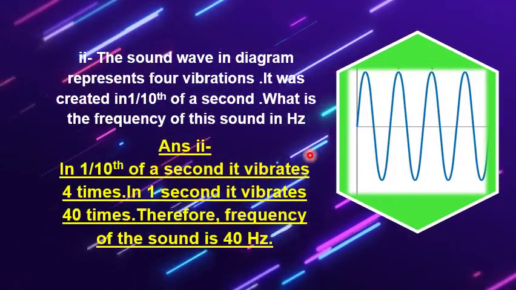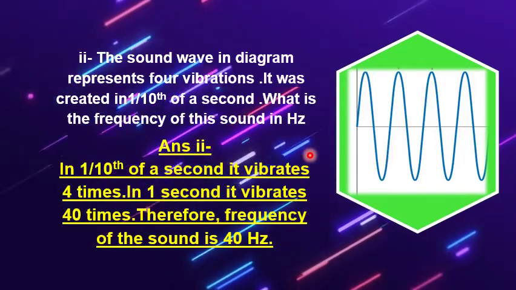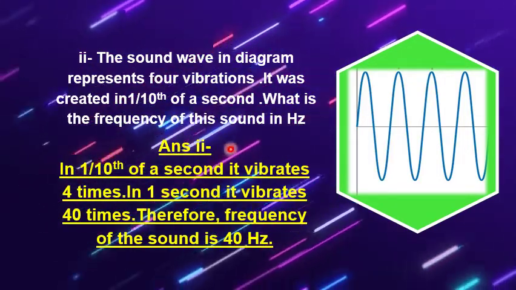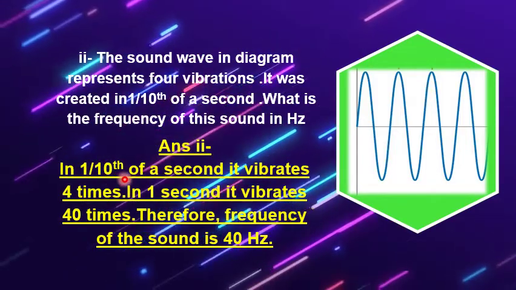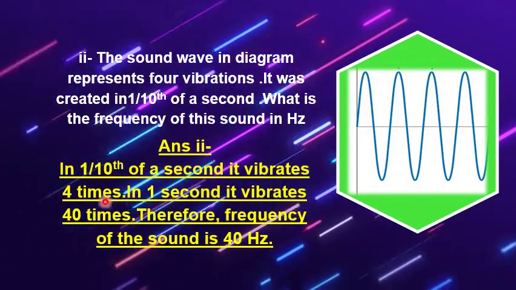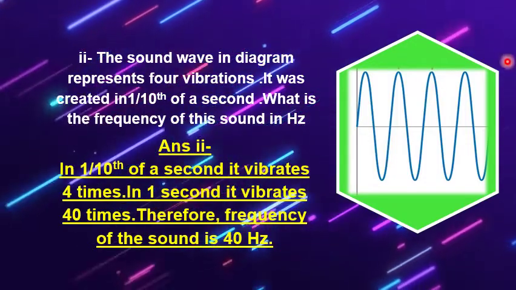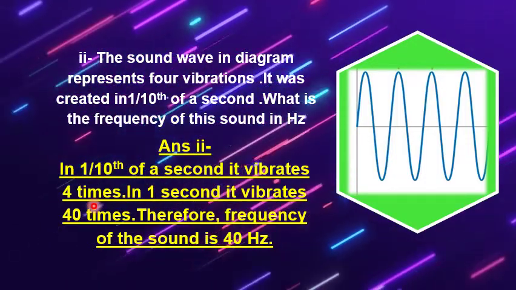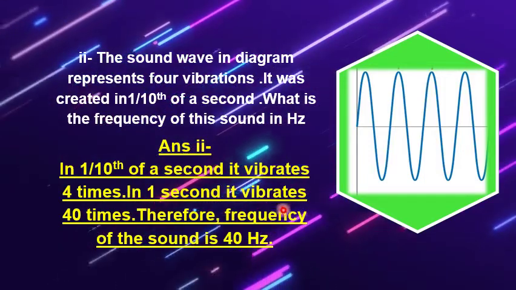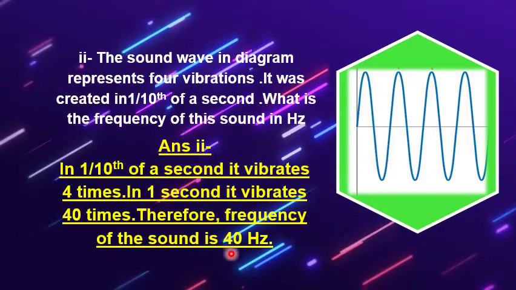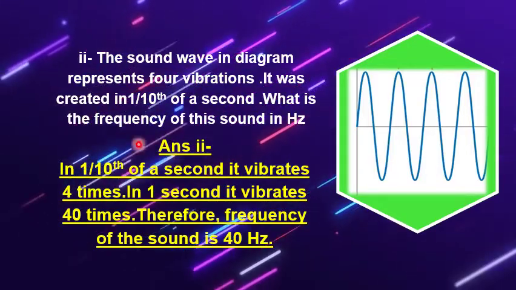So let's see. Our answer is that in 1/10th of a second it vibrates 4 times. Because there are 4 waves, it means 4 vibrations. So in 1 second it vibrates 40 times. Therefore the frequency of the sound is 40 hertz.